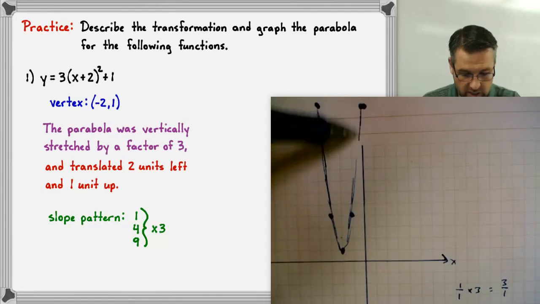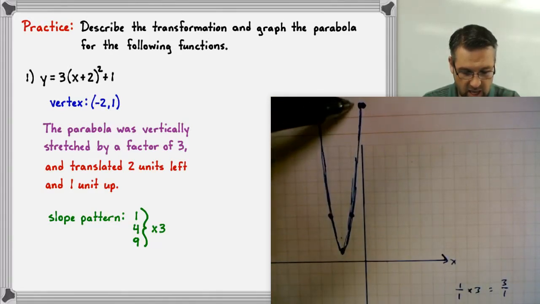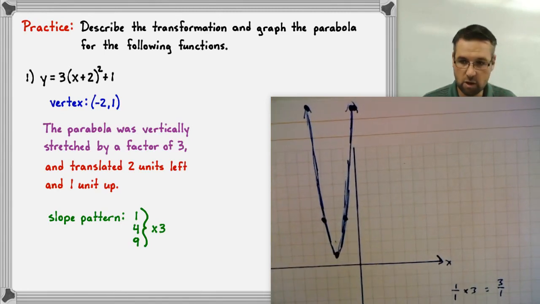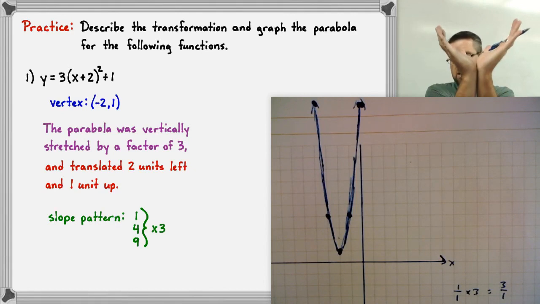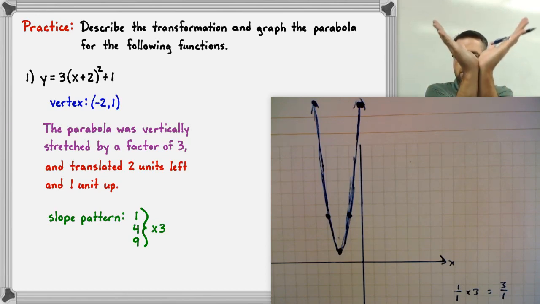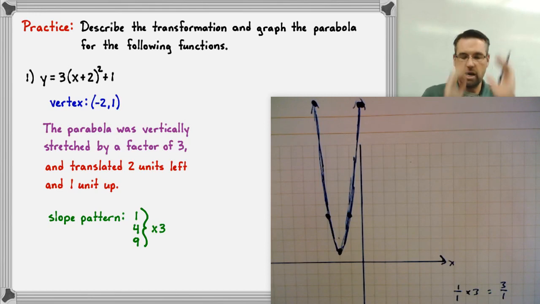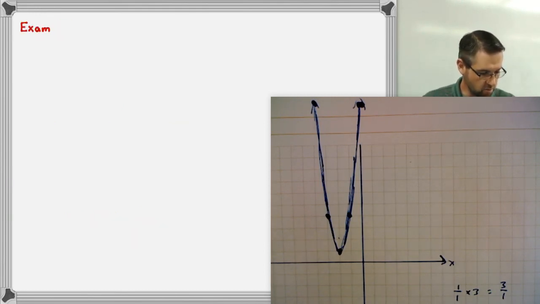This one is exceptionally skinny, right? It's very narrow because the A value was bigger than even our last one. So you can see that if the A value is 1, we get a standard parabola. If the A value is 2, it gets skinnier, narrower. If the A value is 3, it's even narrower. So as the A value gets bigger, our parabola becomes narrower and narrower and narrower. So that is your practice problem.